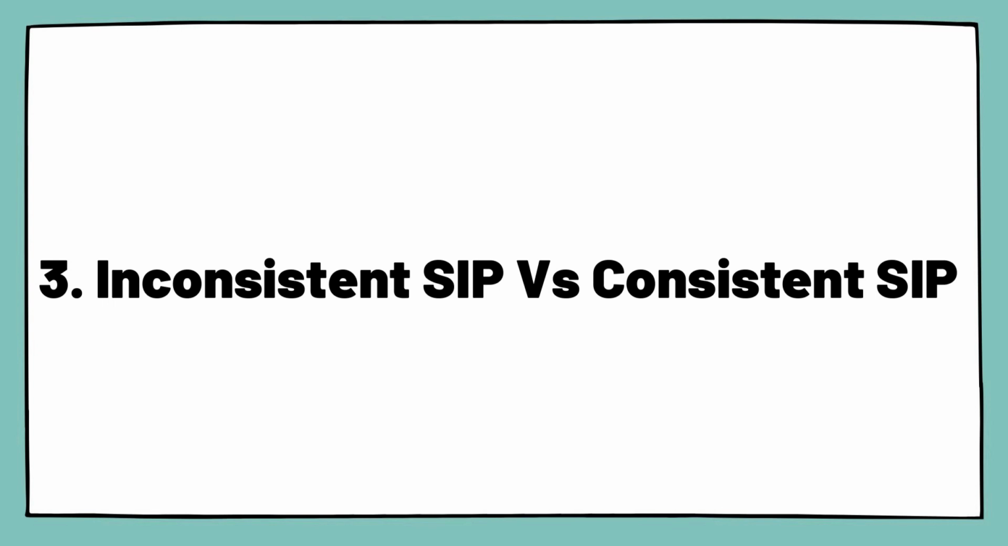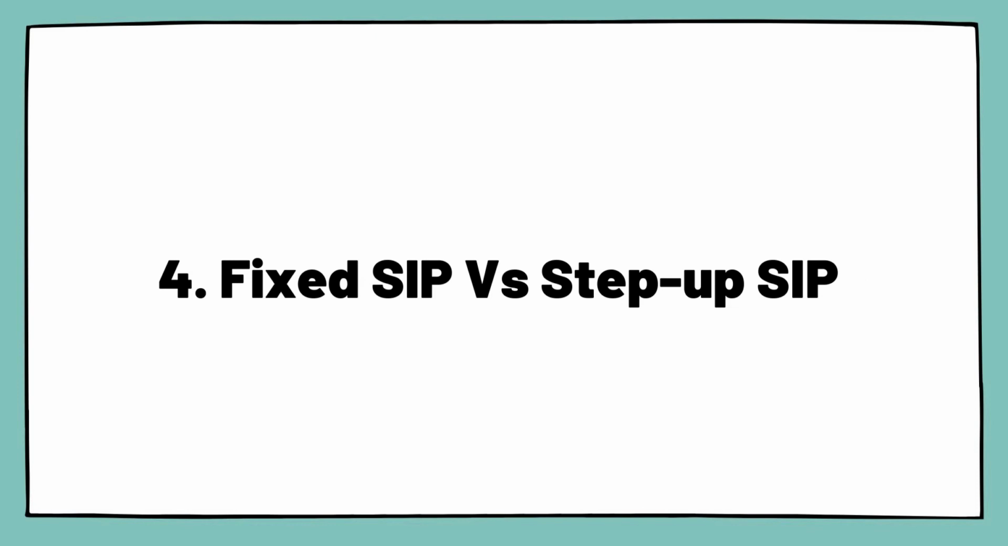The fourth angle that we are going to see is whether you should do a fixed SIP or step-up SIP. Fixed SIP is nothing but fixing a particular amount. Say for example, you can fix 5,000 or 10,000 per month and invest accordingly. But in step-up SIP, you start with a fixed amount, say for example 10,000. But as time progresses, you can increase it by 5%, 8% or 10%. So your amount is increased every year in step-up SIP.